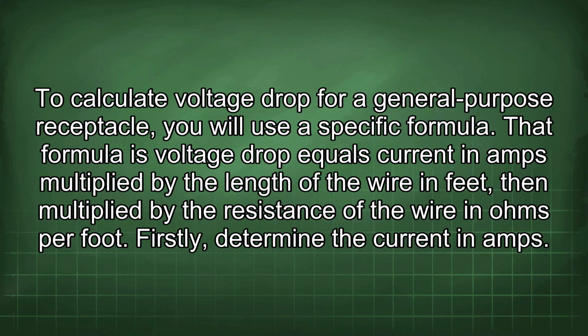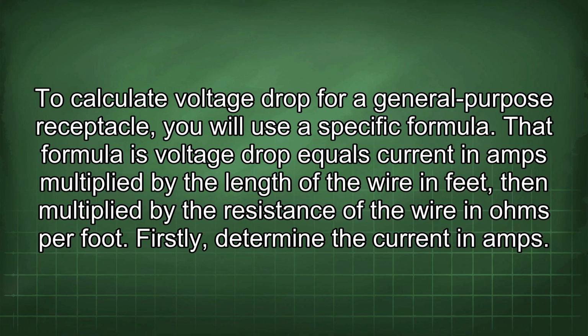To calculate voltage drop for a general purpose receptacle, you will use a specific formula. That formula is voltage drop equals current in amps multiplied by the length of the wire in feet, then multiplied by the resistance of the wire in ohms per foot.